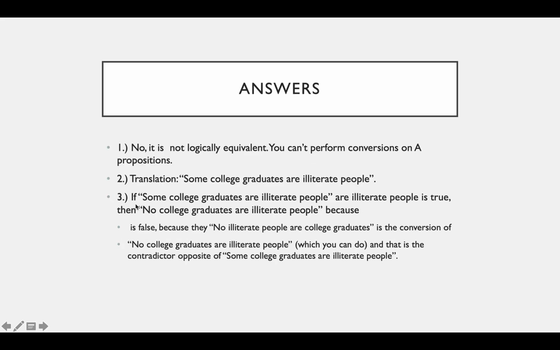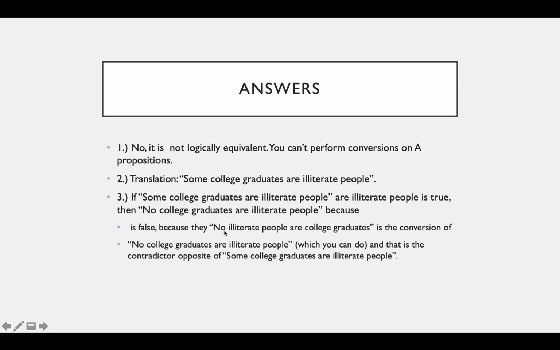Okay, so number 1, no, it is not logically equivalent. You cannot perform conversions on A propositions. I don't know if you remember that, but you can't. They don't end up meaning the same thing. Number 2, the translation is some college graduates are illiterate people. And number 3, sorry, this is a typo, so ignore that. But if some college graduates are illiterate people is true, then no college graduates are illiterate people is false.